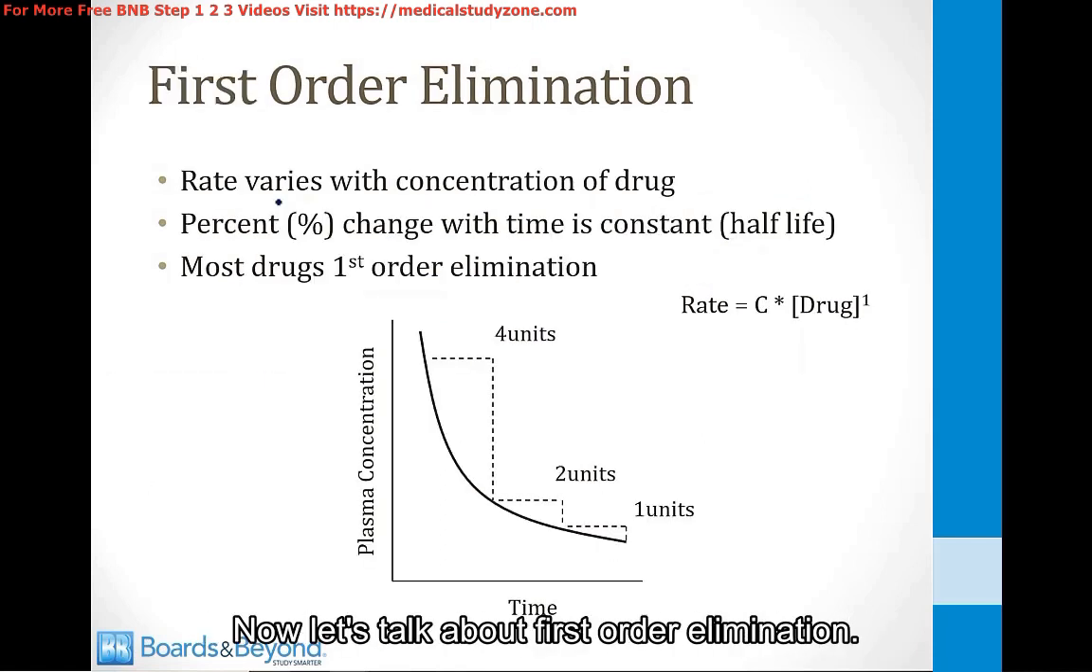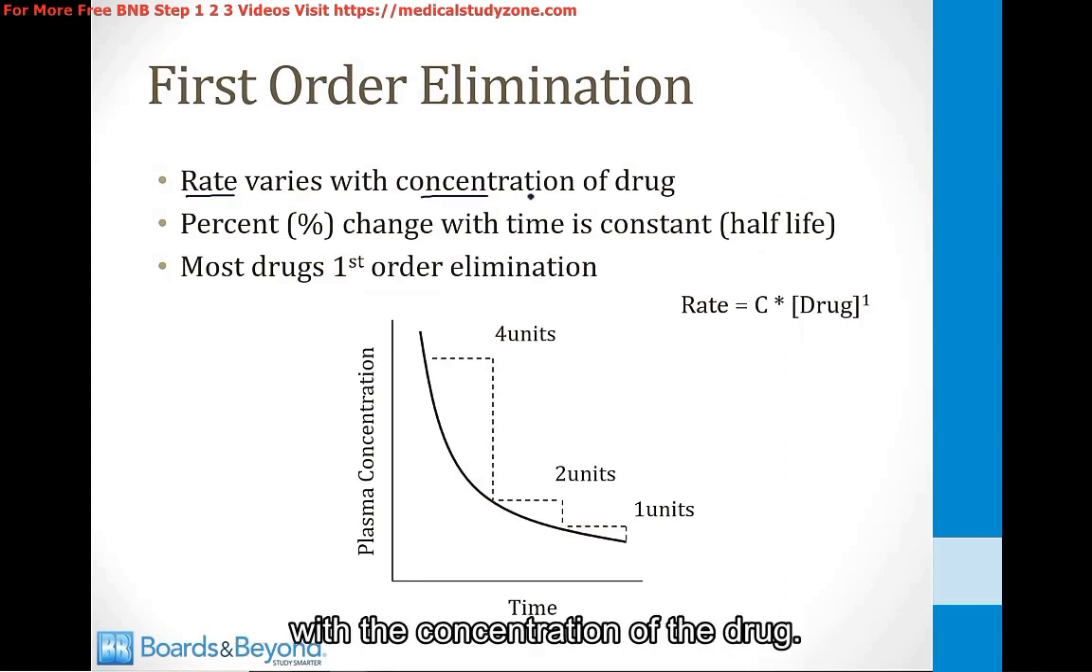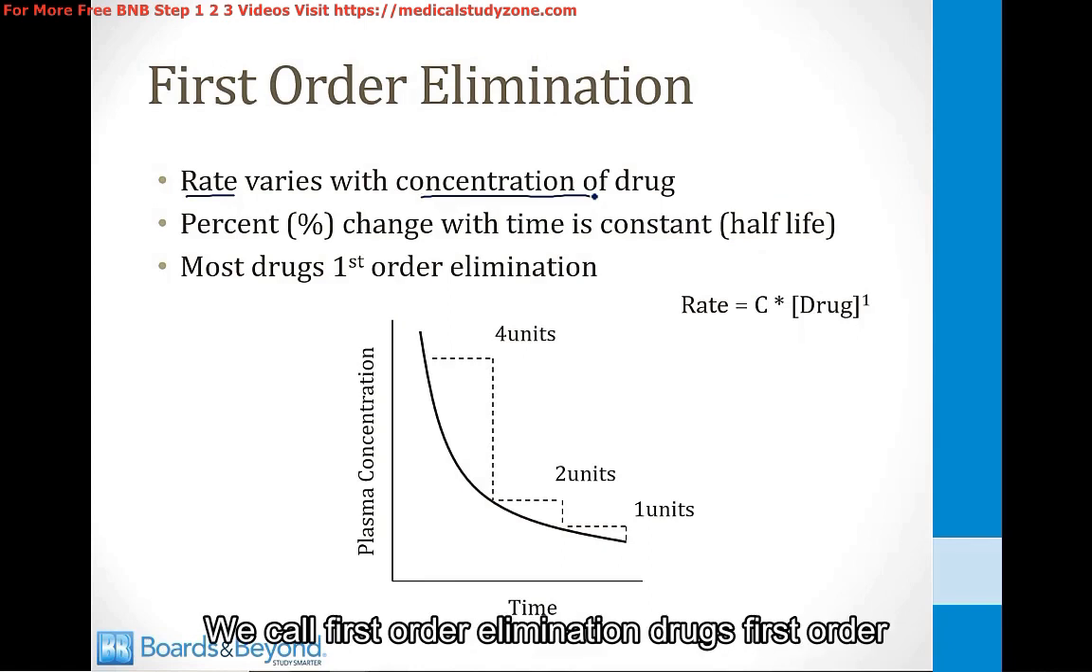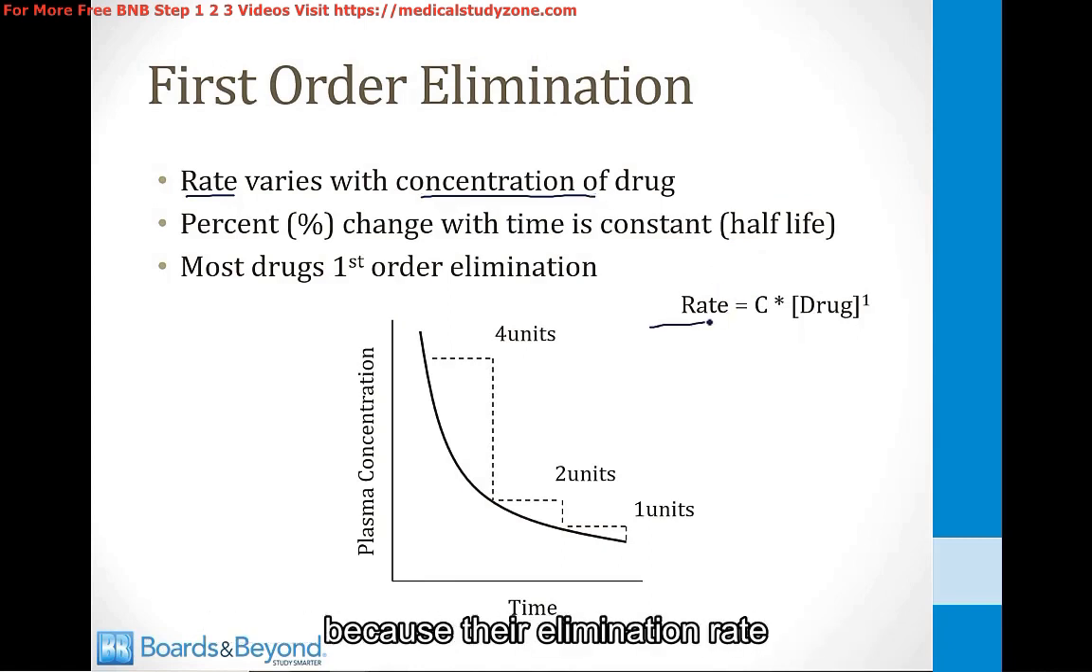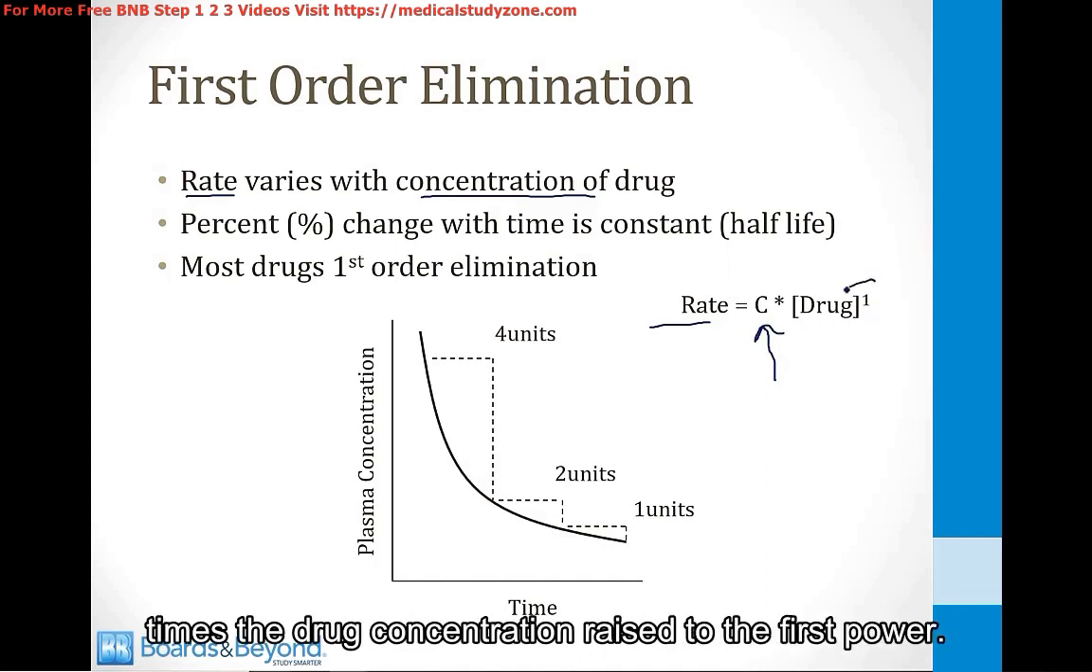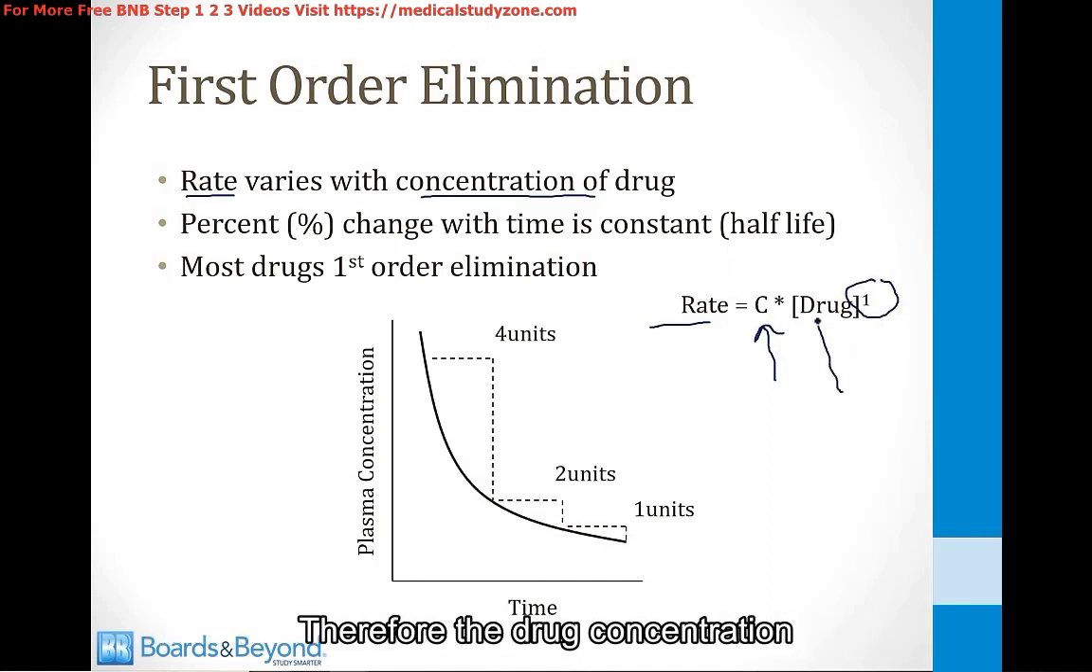Now let's talk about first-order elimination. In this case, the rate of elimination varies with the concentration of the drug. We call first-order elimination drugs first order because their elimination rate is equal to some constant C times the drug concentration raised to the first power. Therefore, the drug concentration influences the rate of elimination.